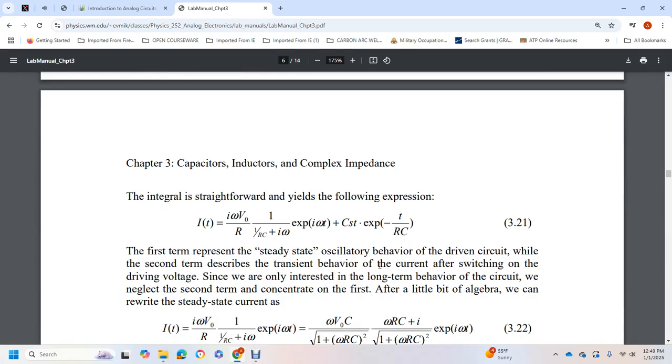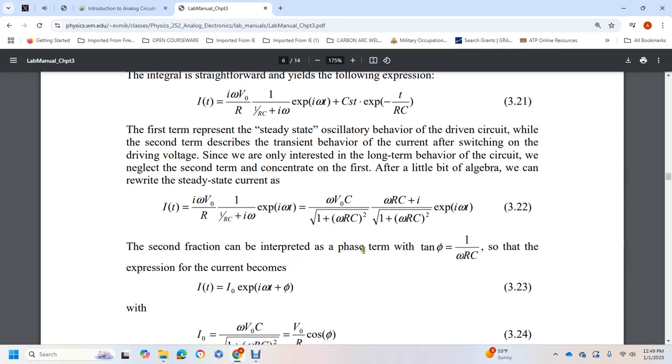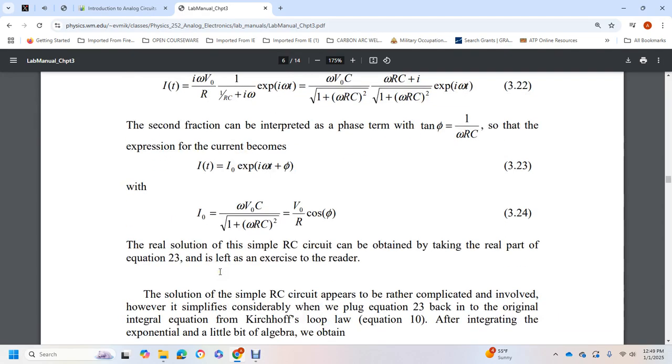Since we are only interested in the long-term behavior of the circuit, we neglect the second term and concentrate on the first. With a little bit of algebra, we rewrite the steady state current. The second fraction is interpreted as a phase term, the tangent of the frequency times the resistance and capacitance, so the current expression becomes this. The real solution of a simple RC circuit can be obtained by taking the real part of equation 23, left as an exercise to the reader.